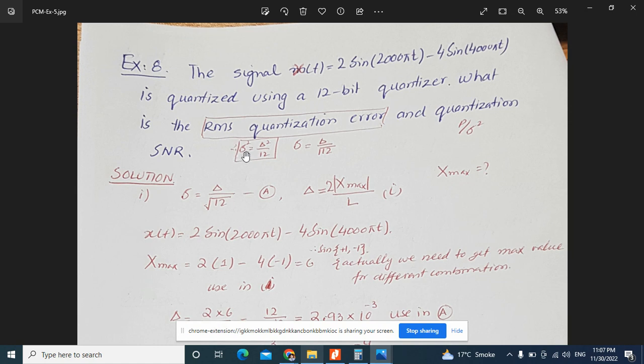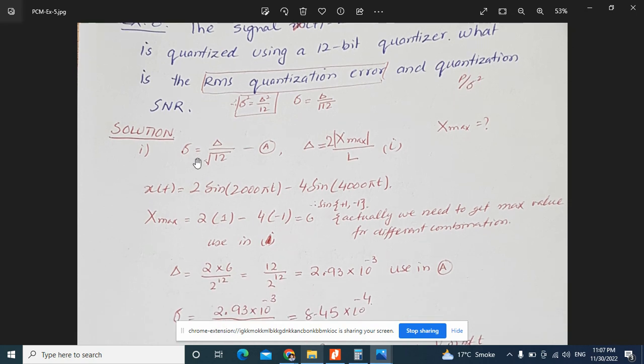We already know the mean variance of the quantization error is delta square by 12, which we have already derived in our previous sessions. You can write this in another format by taking the square root on both sides, so sigma equals delta divided by square root of 12. The quantization SNR is the signal power divided by the noise power. The first was the RMS quantization error, so sigma equals delta by square root of 12. Take this as equation A.